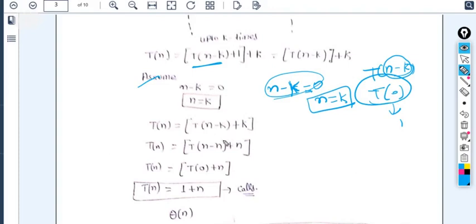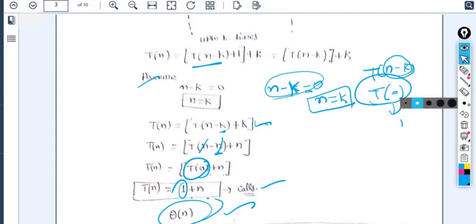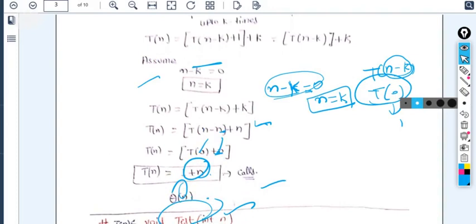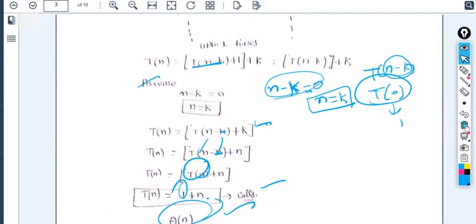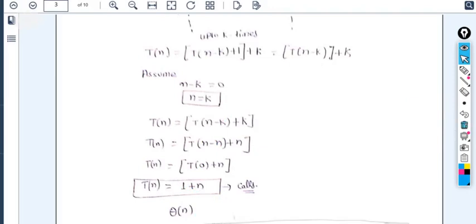Now put the value of n at the place of k in this particular kth term. T(0) is there, and n is there, so it will come n plus 1. Ignoring the constant, this will become theta of n. N plus 1 function calls are there. When we solved this problem with the help of the recursion tree, the execution time taken by the algorithm was this n plus 1 function calls, and theta of n, or order of n, time complexity. So the same thing is also coming here.